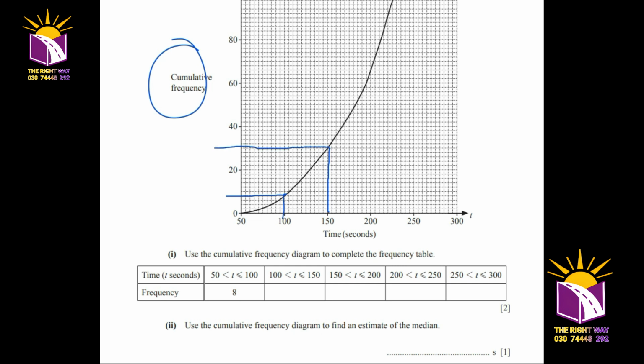it is 20 plus 22, 24, 26, 28 and 30. So 30 minus 8. 30 minus 8 will be 22. For 200.